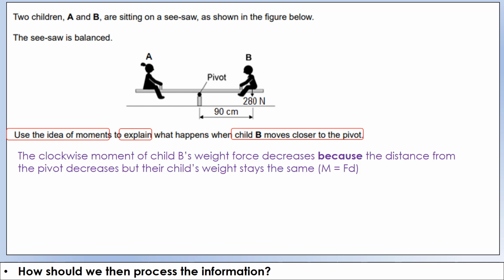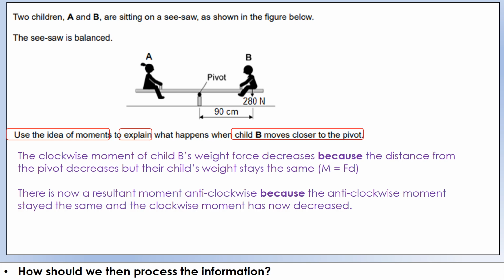You'll notice in my answer I've highlighted it in bold because I'm doing an explain type question. I need the because in there. So if child B moves closer to the pivot, the clockwise moment is going to decrease. Why? Because the distance from the pivot has decreased and the force is the same. And moment is force times distance. So if distance gets smaller, force is the same, moment gets smaller. So this is what happens, because.